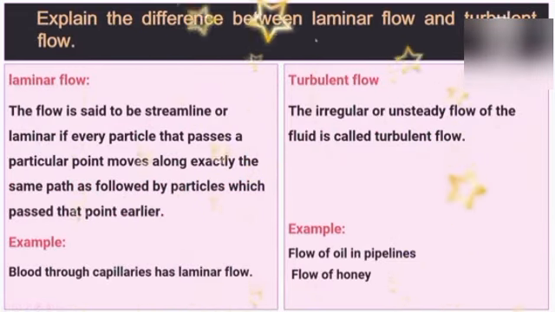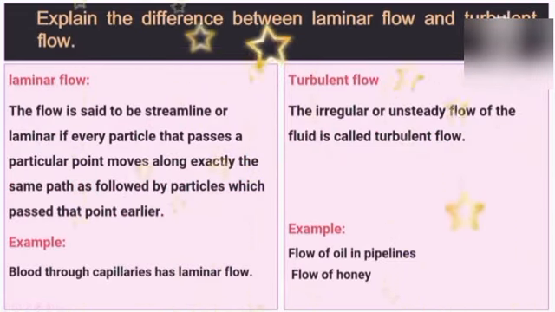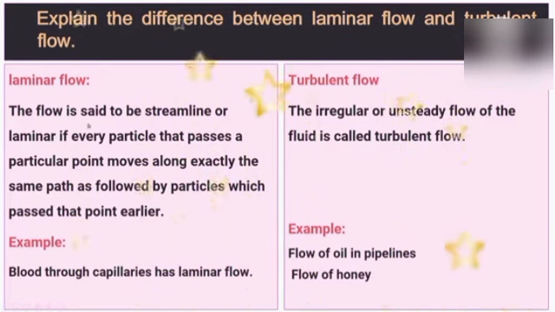Explain the difference between laminar flow and turbulent flow. Laminar flow: the flow is said to be streamline or laminar if every particle that passes a particular point moves along exactly the same path as followed by particles which passed that point earlier. Example, blood through capillaries has laminar flow.